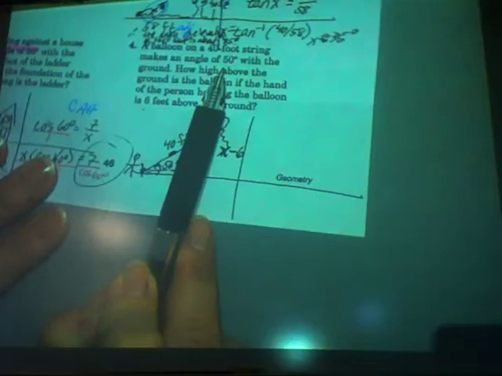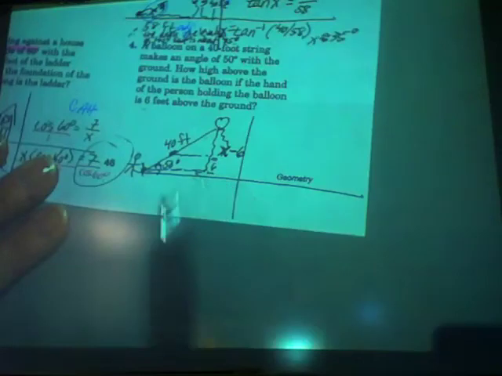I'm pretty sure what they meant was that the 40-foot string makes an angle of 50 degrees with that person's hand. But if you think about it, if he's holding it up here 6 feet off the ground, then this angle, well, it should still be the same, shouldn't it? Wouldn't we have similar triangles here? If he's sitting here holding it 6 feet off the ground, if this is 6 feet from here to here, aren't these similar triangles? If that's 50 degrees, won't that still be 50 degrees? Do you see what I'm saying?